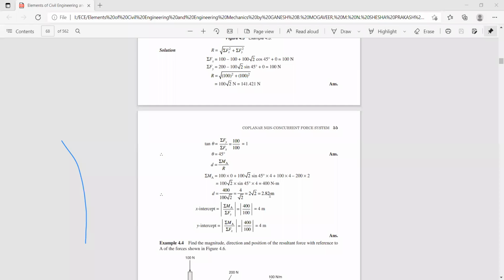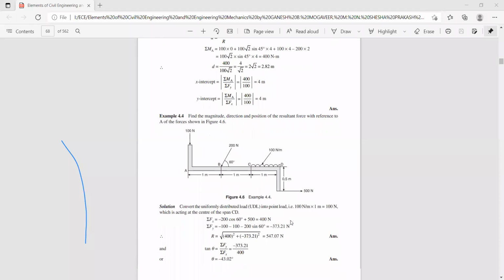Once you get the position of the resultant, you can calculate the values of x-intercept and y-intercept. The x-intercept is sigma MA divided by sigma Fy, and the y-intercept is sigma MA divided by sigma Fx. So these are the values of the x-intercept and y-intercept of the resultant.